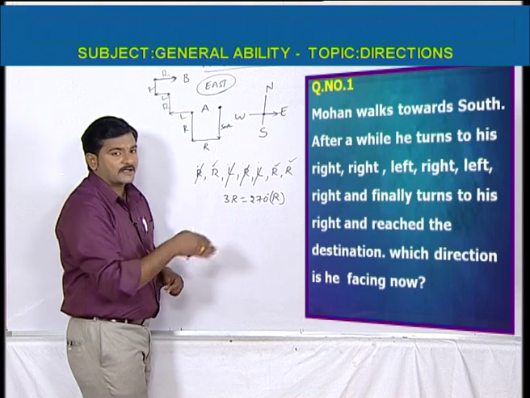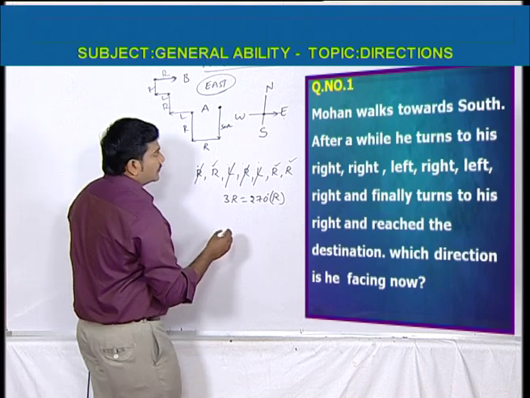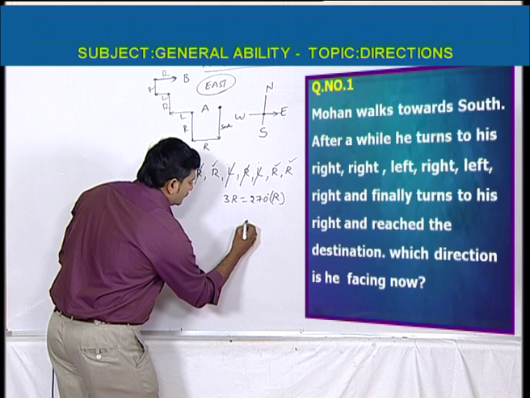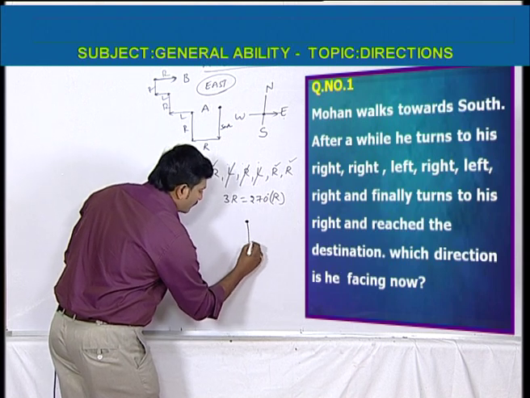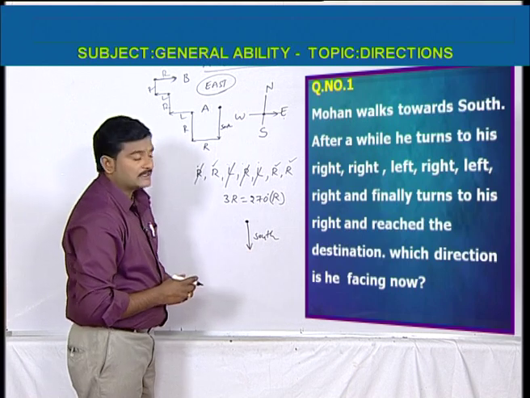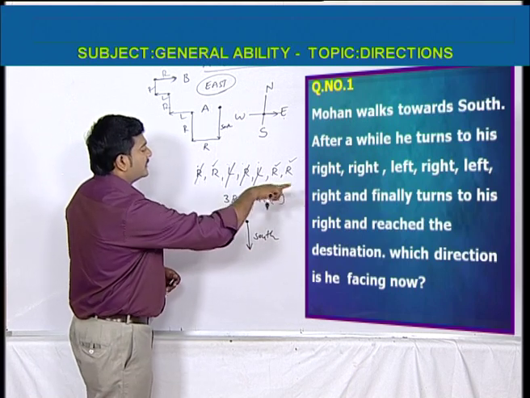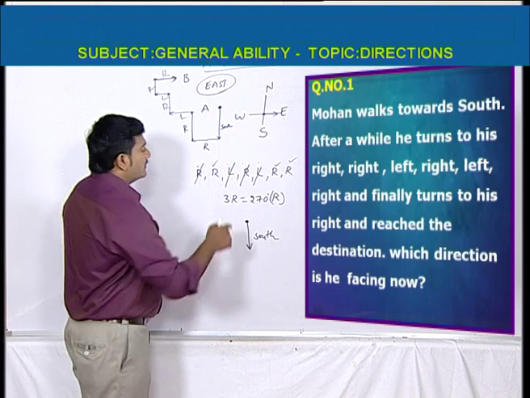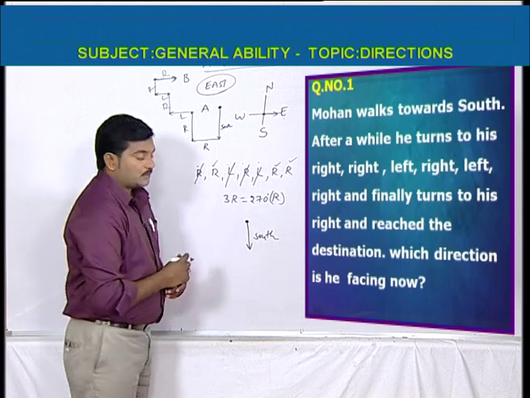In which side? Right side. Now the person is moving in which direction? So it is only given that Mohan walks towards south direction. Mohan walks towards right direction. Now instead of applying all rights and lefts, simply we have to apply only 270 degrees.